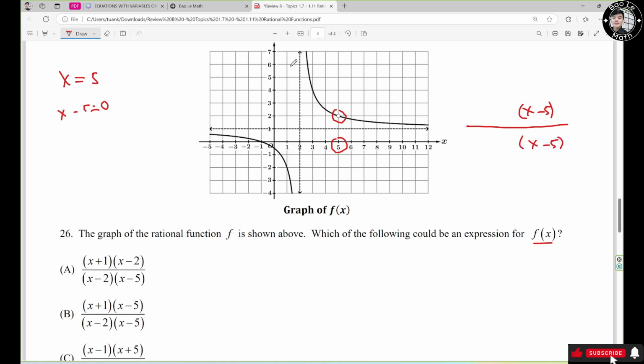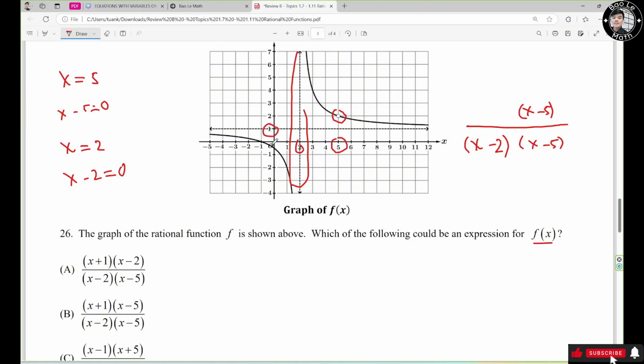Now you have the vertical asymptote right here, s equals 2, right? Now convert this one into the factor. So subtract 2 both sides. So you have s minus 2 equals 0, right? So you put s minus 2 right here on the denominator, right? Now look at this one. You have the horizontal asymptote y equals 1, right?